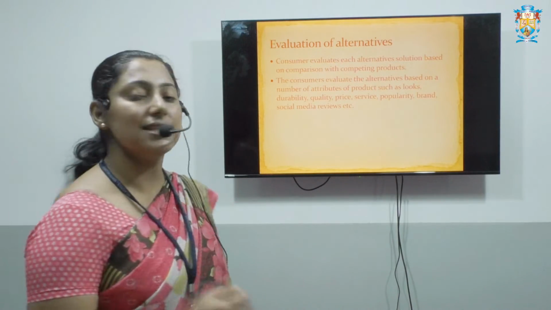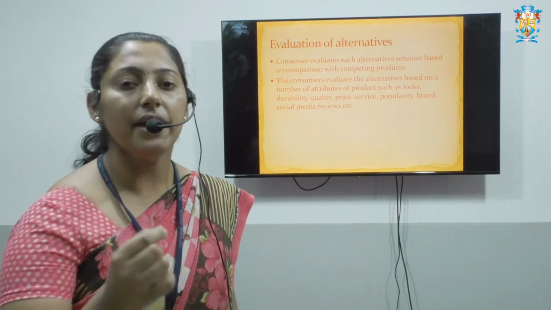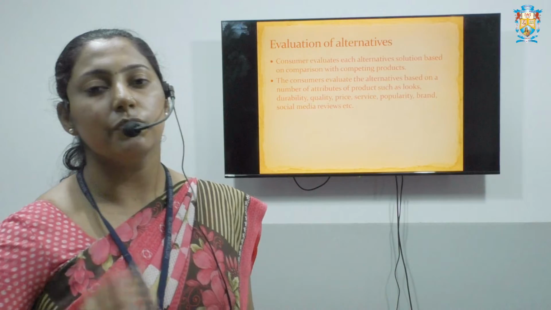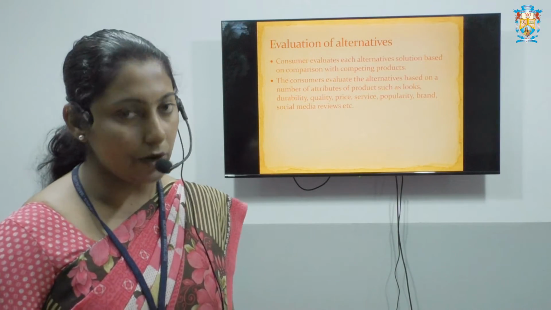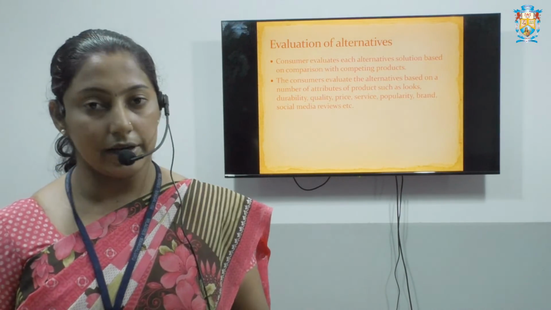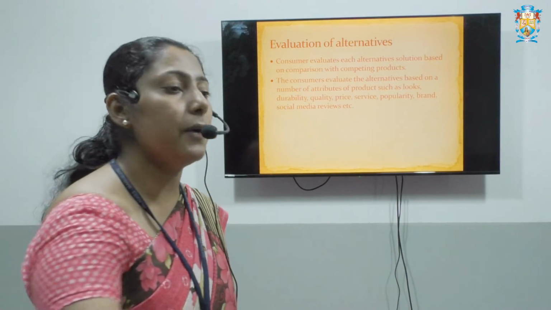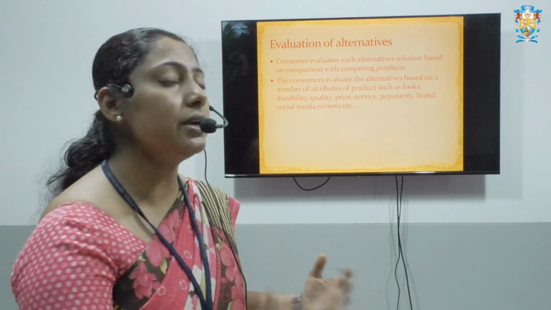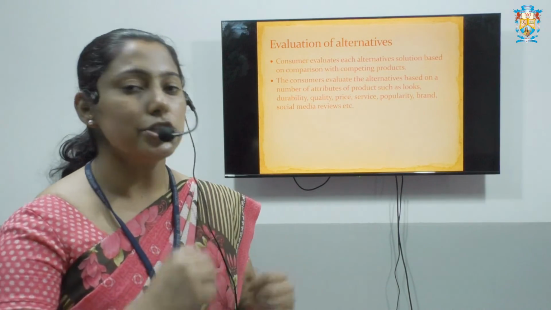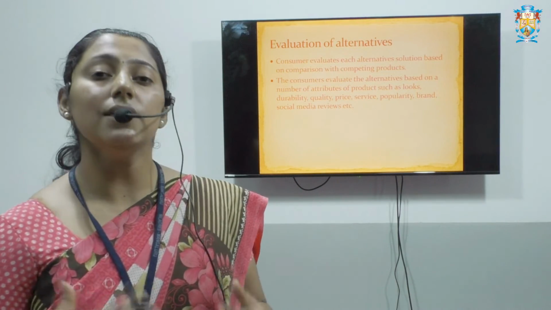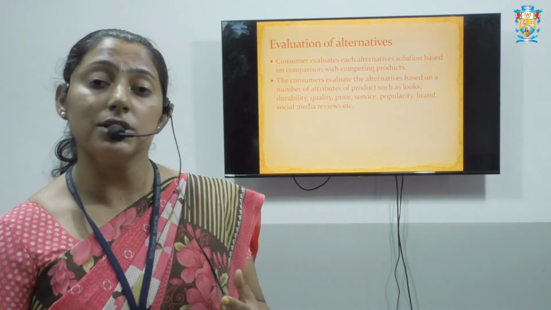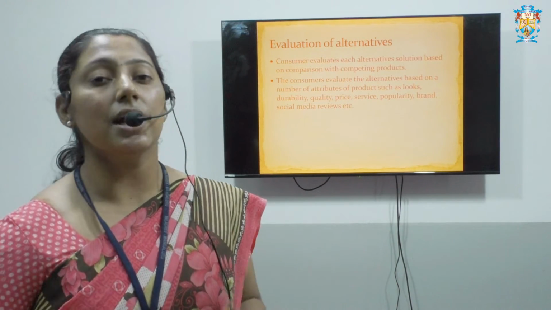Coming to the next one, that is evaluation of alternatives. After we identify which product we want and what kind of product we want, we will go for evaluation of alternatives. For example, if you are passing through a food court and we see different kinds of hotels or different shops with different food items, we will have the option of which kind of food we want to purchase. So there come the alternatives.